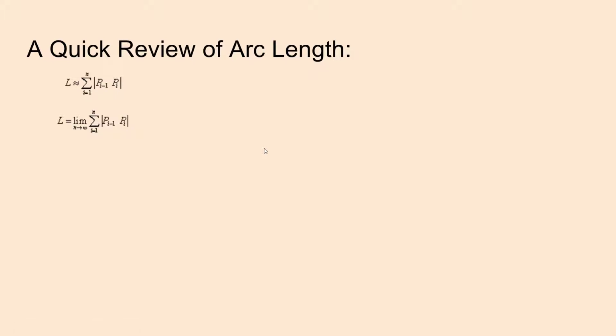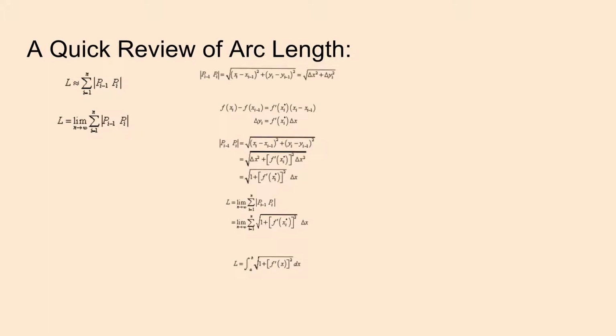The difference between the 2 points can be found using the distance formula. However, we can factor out the change in x to find that the distance is equal to the square root of 1 plus f prime of x squared, multiplied by the change in x, as you can see down here.